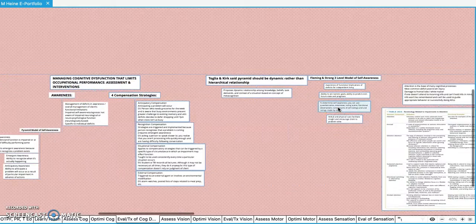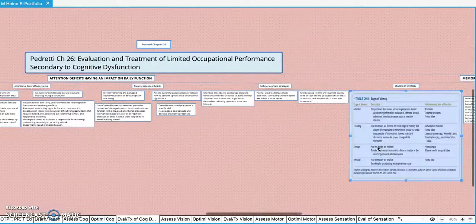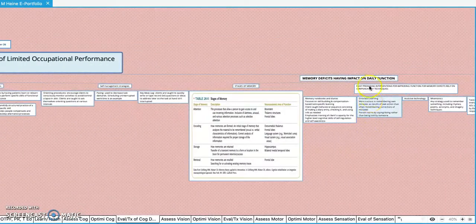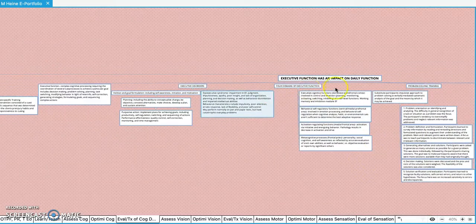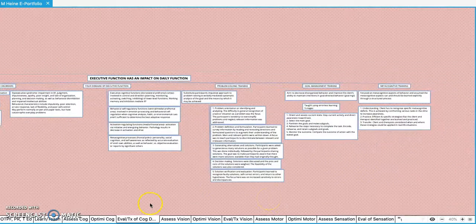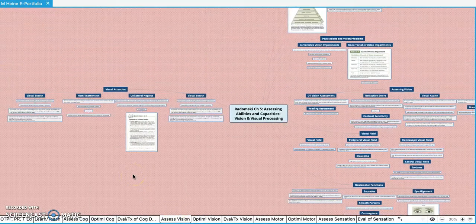Managing the dysfunction. Here's an assessment, the Toglia. And then we just go into more detail over here, memory deficits that have an impact on daily function. And then here we have our stages of memory, which is also super important. I remember Dr. Chan talking a lot about memory and how you have to go through the different stages. Dr. Smith also talked about that a lot too, and how important that is, and our executive function and how it impacts daily function.